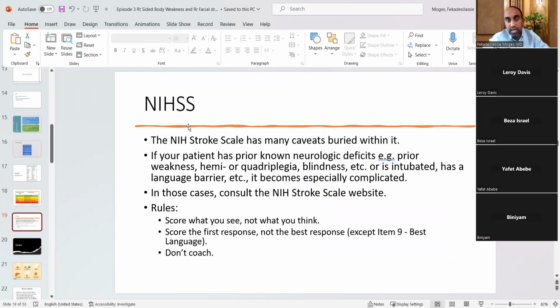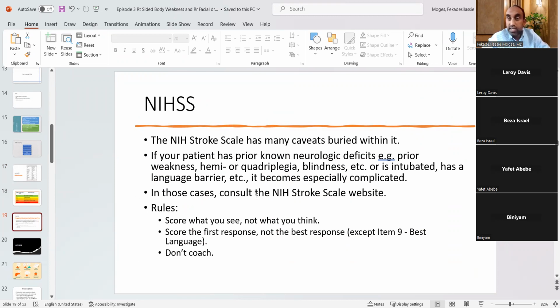And you can read about this one, I just added these slides for your reference, so that you understand better, because NIH stroke scale calculation could sometimes be challenging, especially if a patient has previous weakness, if the patient is comatose, or already intubated and all that. It may be difficult to assess. And there is a very important rule when you are calculating the NIH score: score what you see, not what you think. Score the first response, not the best response, except for best language. And don't coach the patient. You don't have to coach, okay?